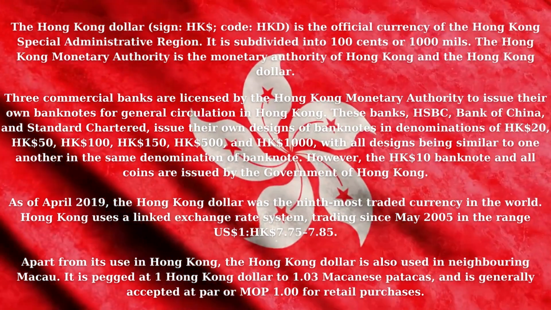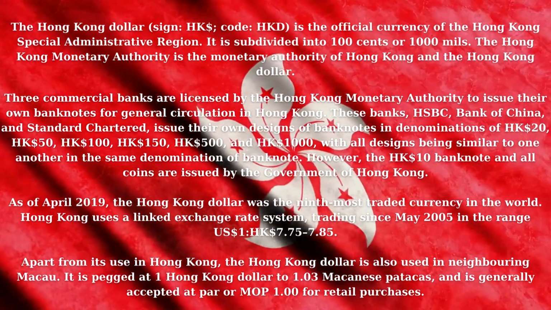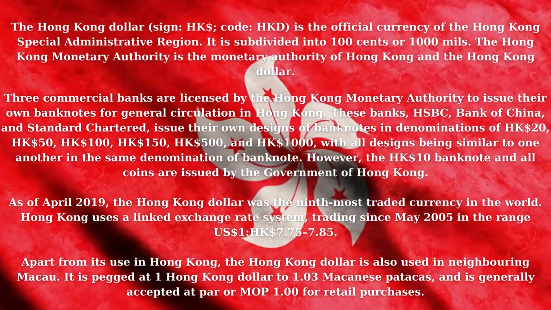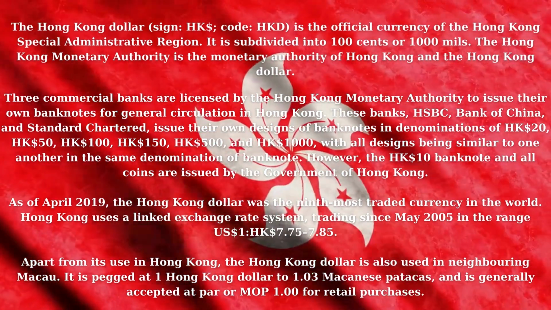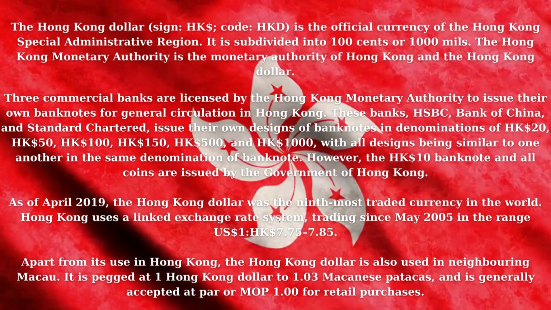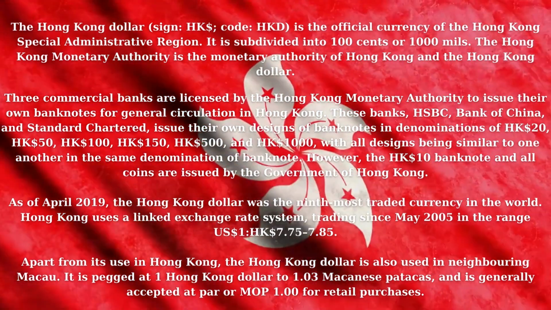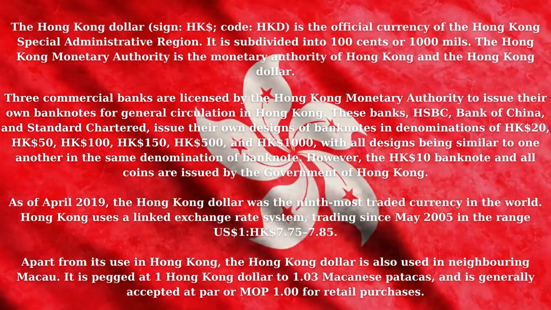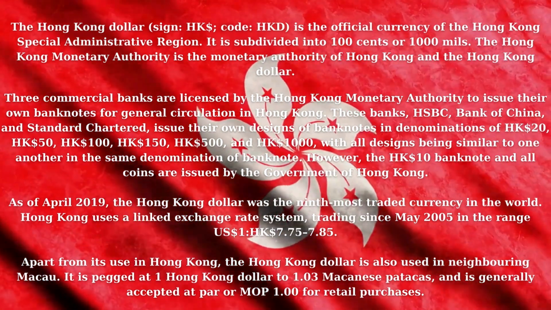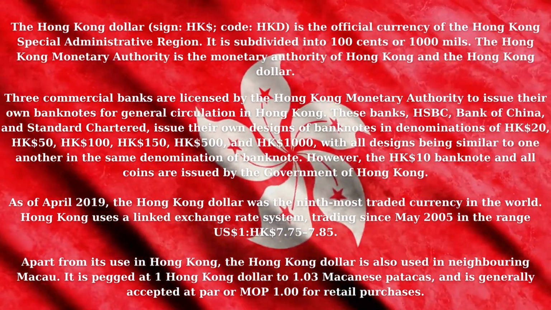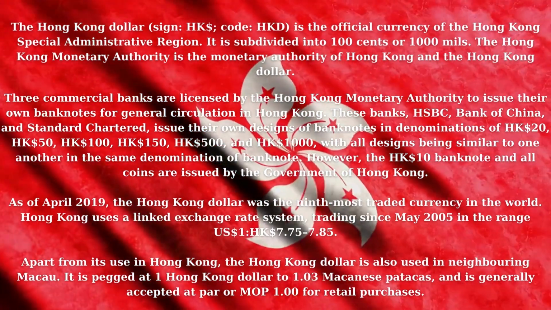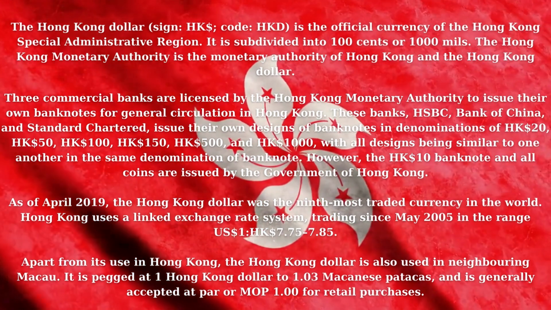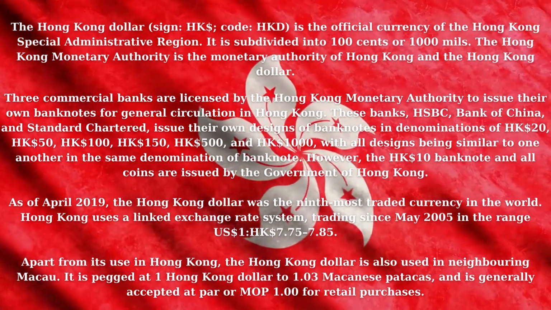As of April 2019, the Hong Kong dollar was the 9th most traded currency in the world. Hong Kong uses a linked exchange rate system, trading since May 2005 in the range of 1 US dollar to 7.75 to 7.85 Hong Kong dollars. Apart from its use in Hong Kong, the Hong Kong dollar is also used in neighboring Macau. It is pegged at 1 Hong Kong dollar to 1.03 Macanese patacas, and is generally accepted at par or MOP 1.00 for retail purchases.